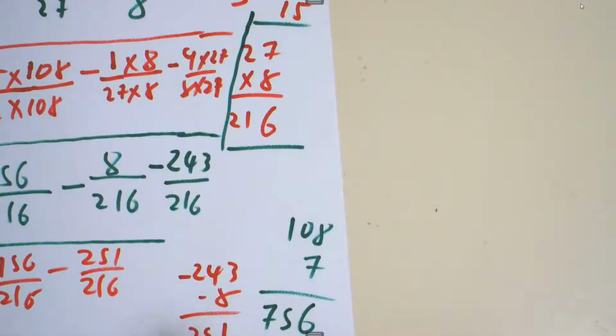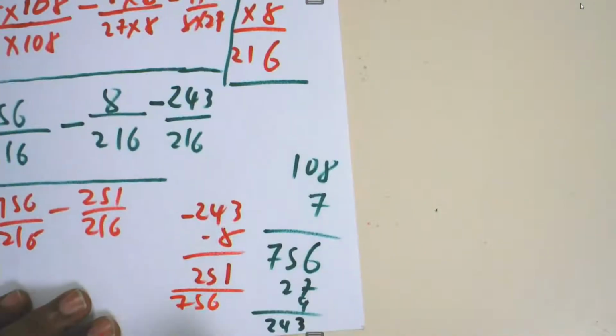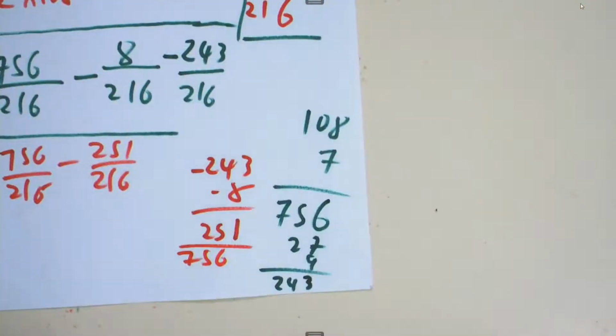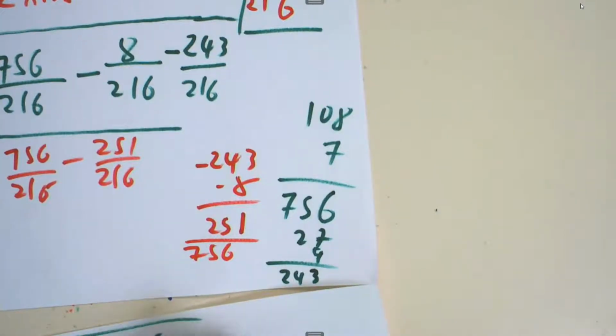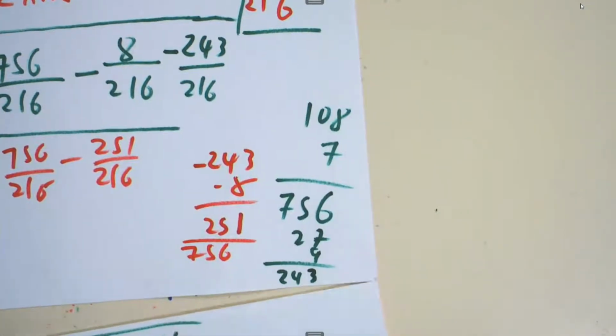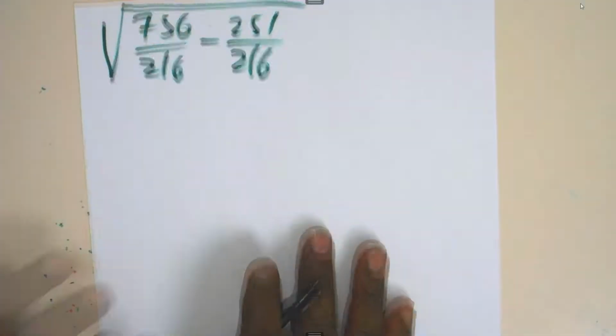Again, 756. Let me put it on another page. Otherwise, it might be confusing. Let me just transcribe it to another page. 756 over 216 minus 251 over 216. All right, it's onto that page.